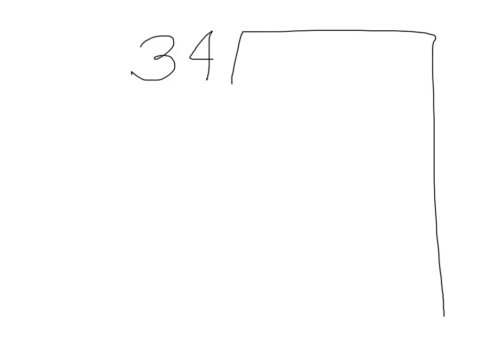Let's now do the math. I will be doing the math using a method called partial quotients. This is how it works. 3,638 divided by 34.